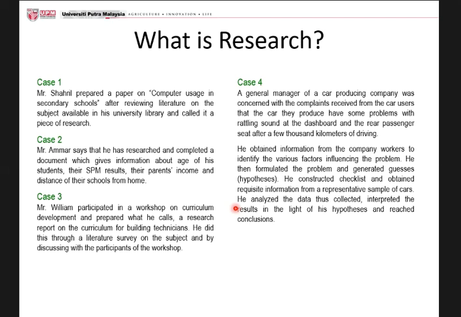Problem statement, the objective, and throughout the method and the conclusion.